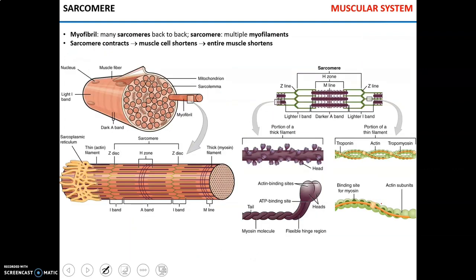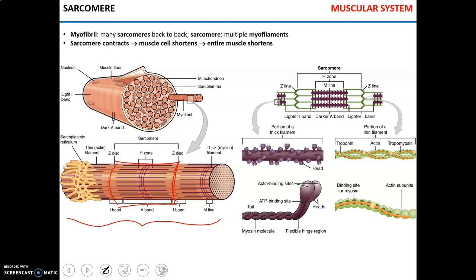Now let's take a closer look at the structure of the myofibril. Each myofibril, shown here, consists of multiple sarcomeres. An individual sarcomere is shown here. Sarcomeres are essentially an elementary contractile unit of the myofibril.